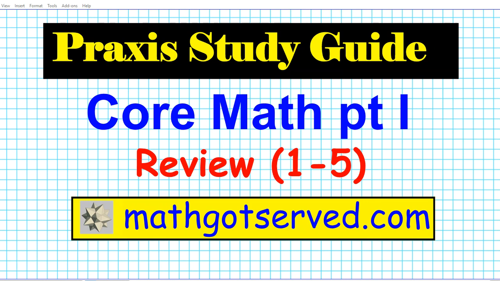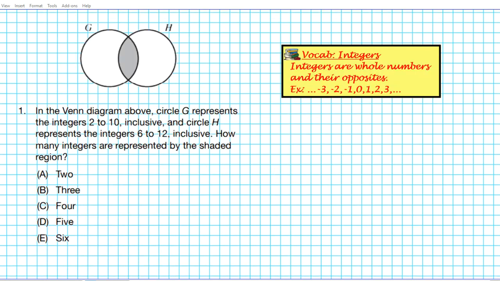And in this clip, we're going to be going over problems 1 to 5 of the Praxis study guide for Core Mathematics. All right, let's take a look at question number 1. It reads, in the Venn diagram above, so this Venn diagram given here, circle G represents the integers 2 to 10 inclusive, and circle H represents the integers 6 to 12 inclusive. Question: how many integers are represented by the shaded region?